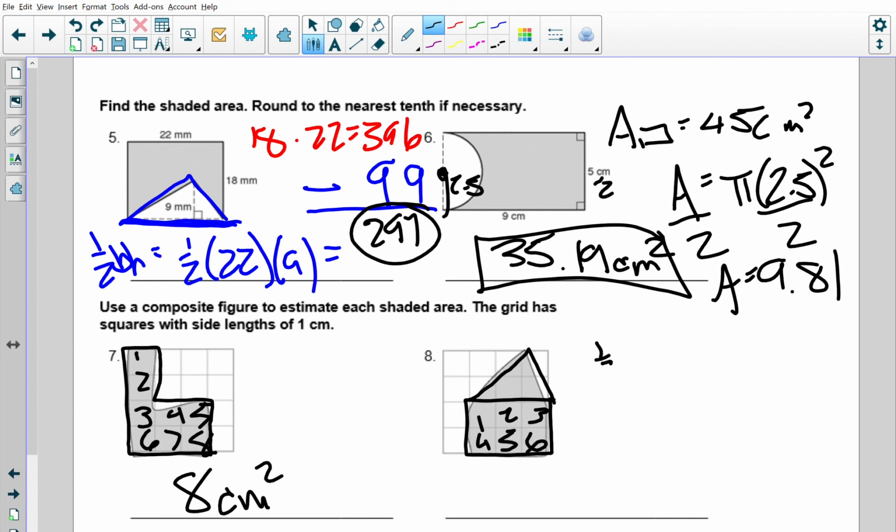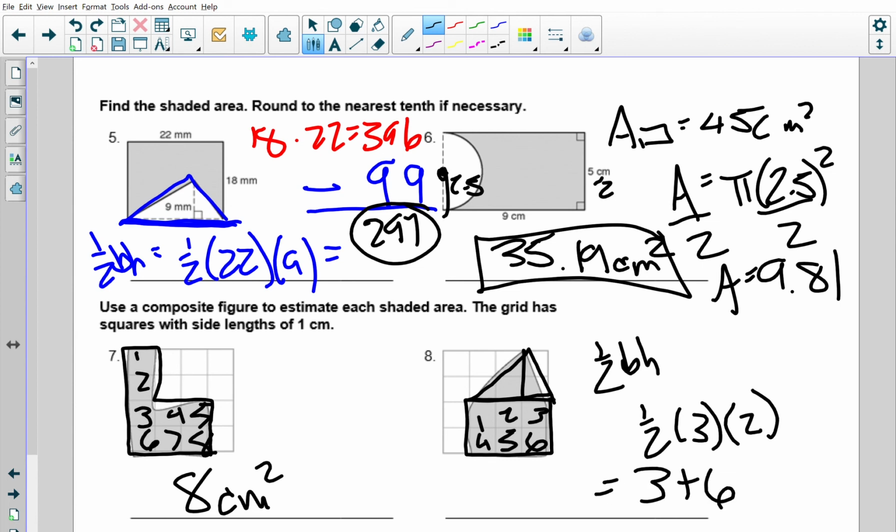Remember, 1/2 base times height, where the base is 3 and the height is 2. And half of 6 is 3 plus the original 6 is 9.